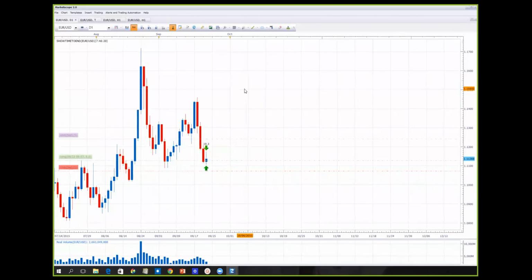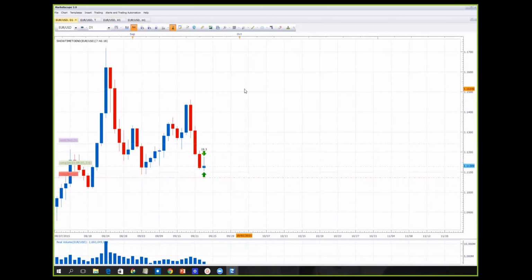Right. Out of curiosity, do you see the chart itself, or do you see a part of the chart? I see the EUR/USD chart.